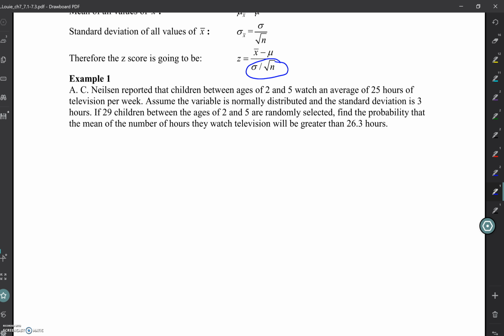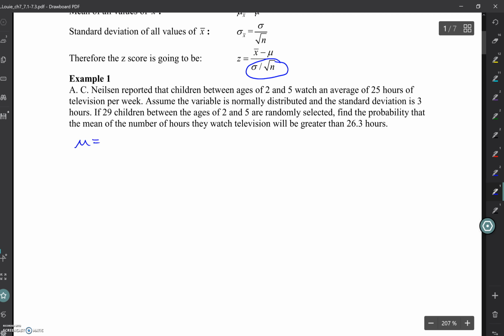All right, so now I've got to identify each piece. 25, what do you suppose 25 is? The mean. That's my mu, the Greek letter for the mean. My 3 is what? Standard deviation. 29 is what? It's my sample size. It's how many are in that sample.